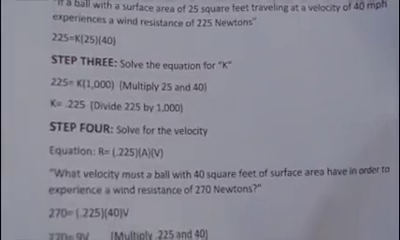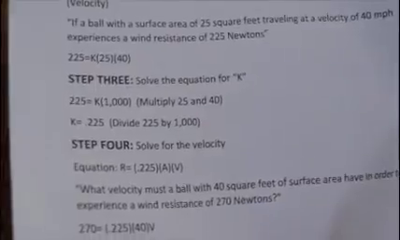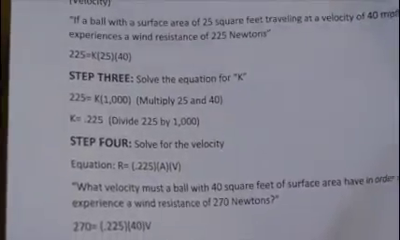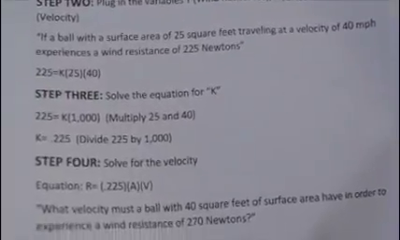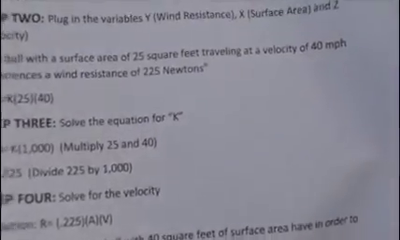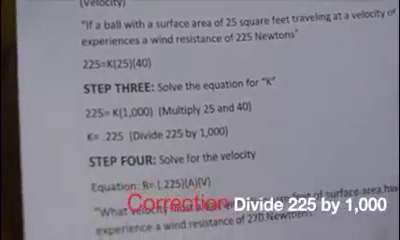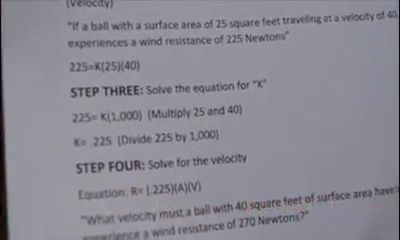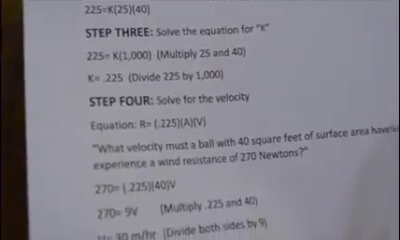Step 3. Solve the equation for k. So what you do is you plug the numbers into the equation, which is right there, and then you multiply 40 times 25, which equals 1,000, and then you divide 225 by 1,000, which equals 0.225.